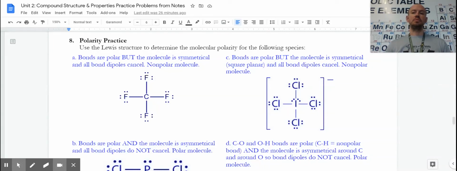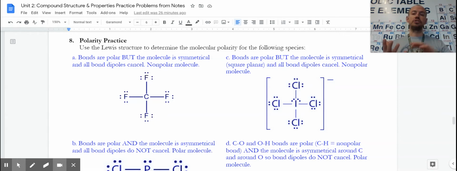Out of all the things that we can do with our Lewis structures after we have them, determining molecular polarity is probably the most important. Whether a molecule is polar or not determines the physical properties of that chemical and the intermolecular forces. And we'll see in our next unit that that's a huge focus in AP chemistry. So for all of these, we still start with the Lewis structure.